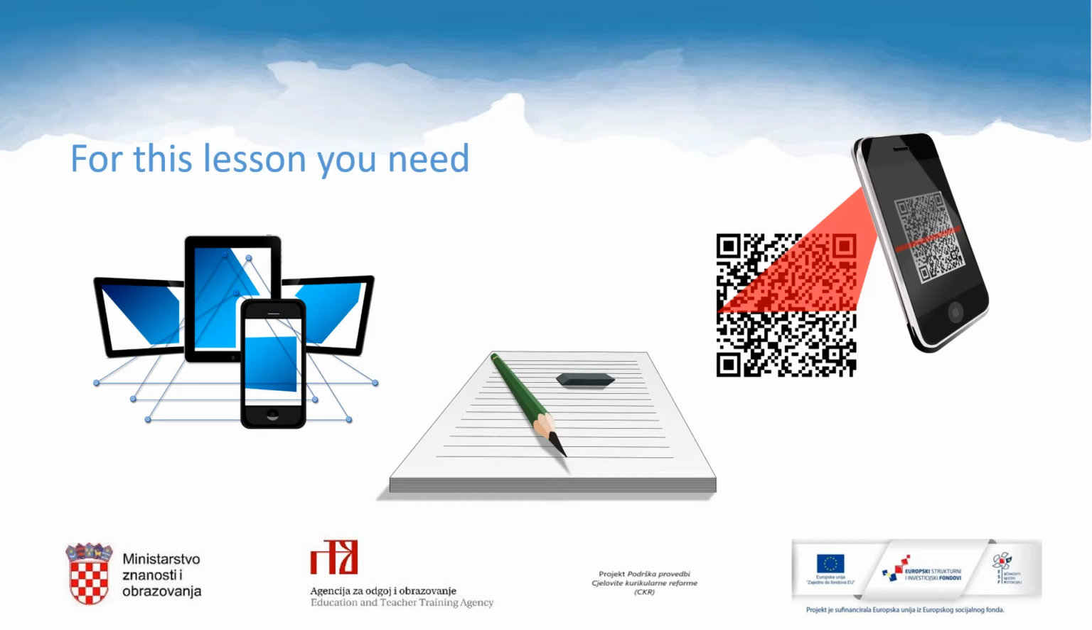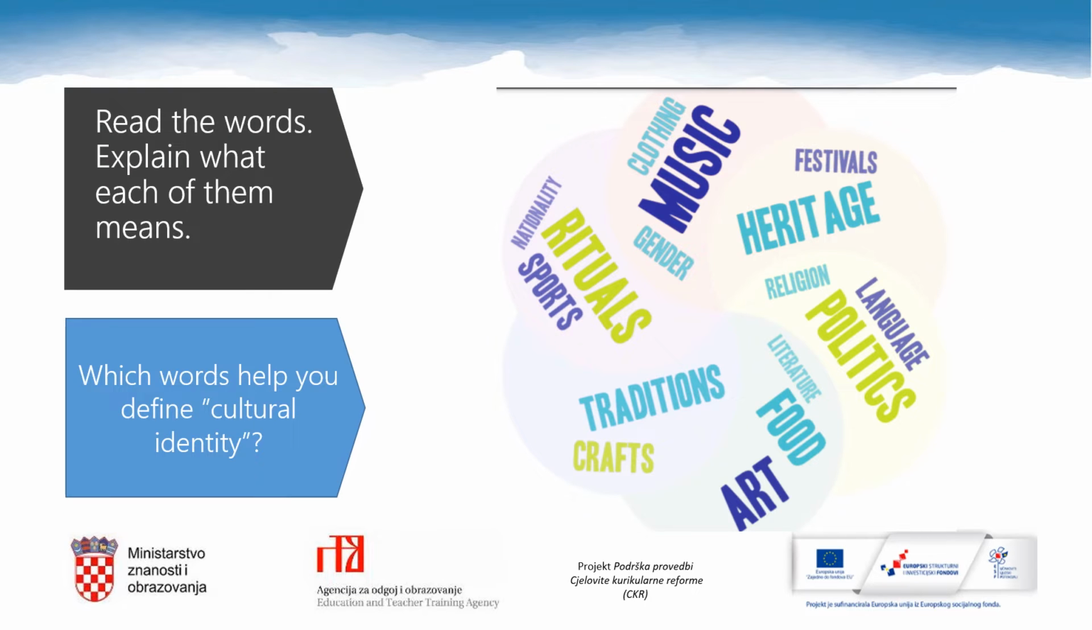For today's lesson, you need your device with the internet connection, a QR code scanner, and your notebook. If you have everything you need, let's start. Look at the list of words on this slide. Rituals, music, heritage, politics, art, food, traditions, and so on. Read all the words. Copy them into your notebook.